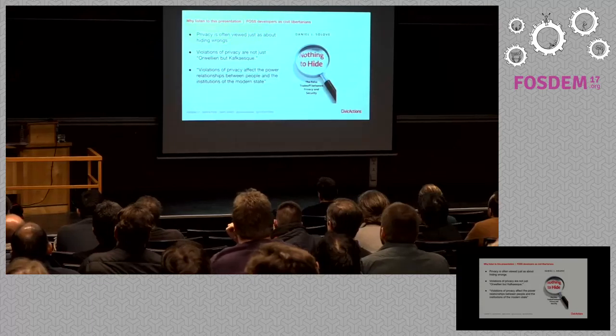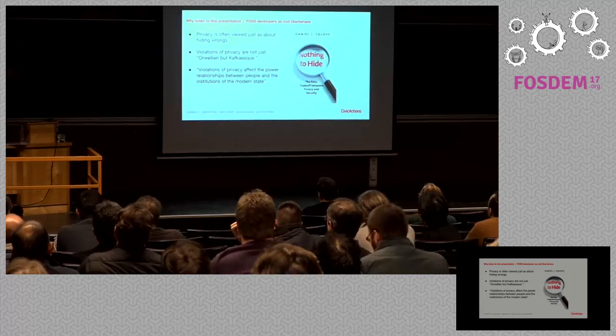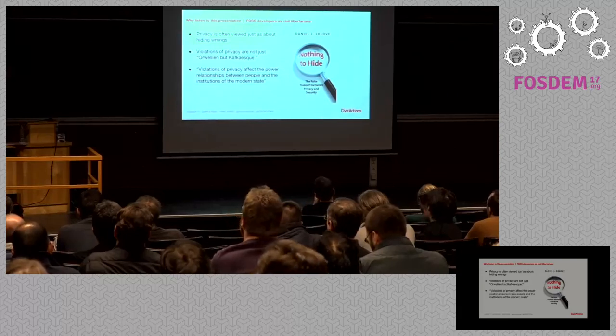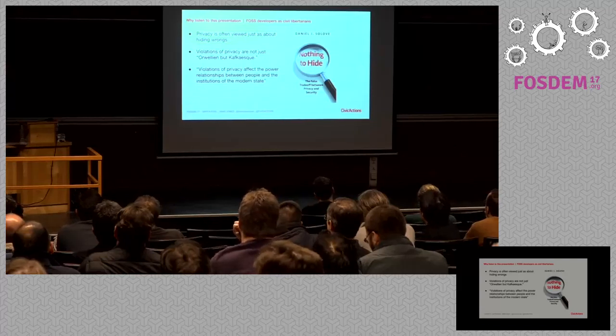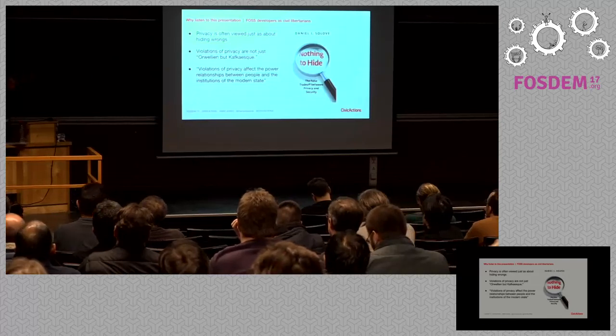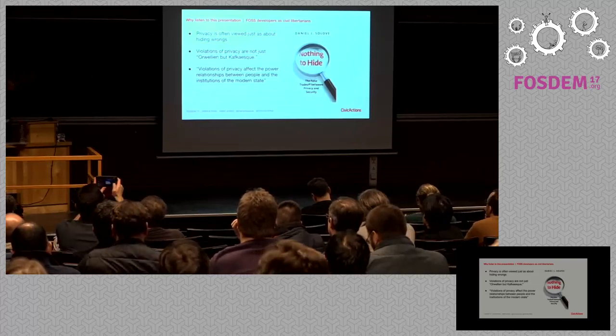So I want to point to a book called Nothing to Hide by Professor Dan Solove, who's a law professor who specializes in privacy law in the United States. And his view about privacy is that it's not just about hiding wrongs. Privacy is more than that. Violations of privacy aren't just Orwellian, where the state knows everything about you. They're Kafkaesque, because it's about what they're doing with your information, right?